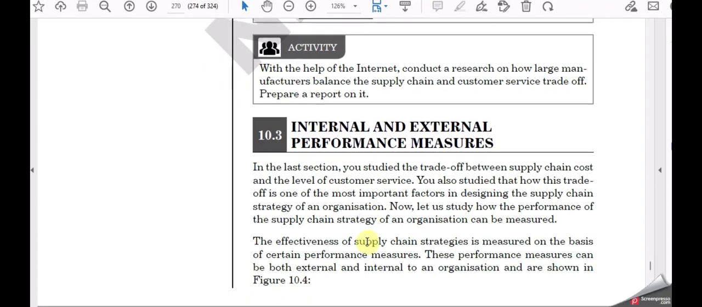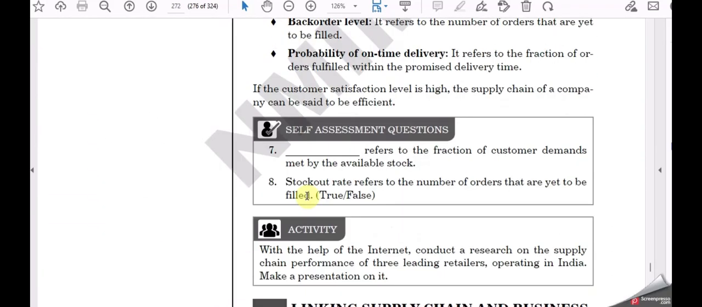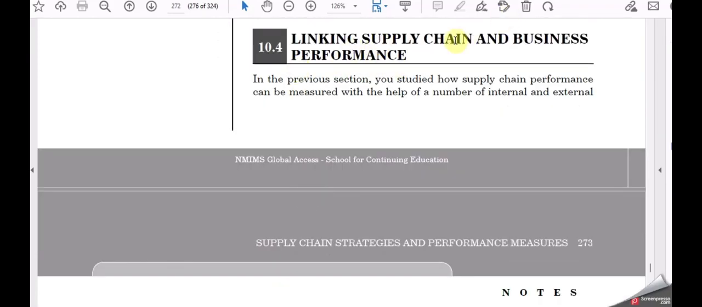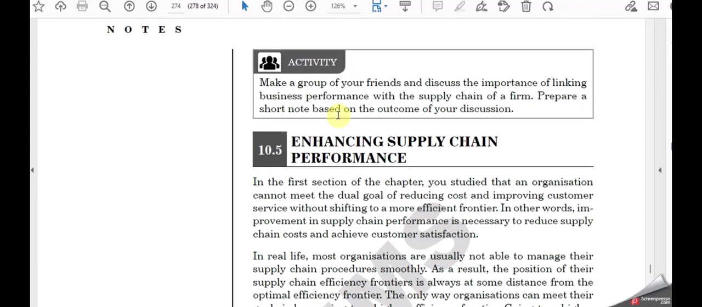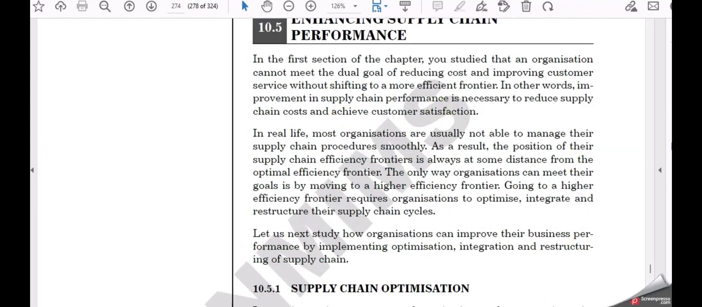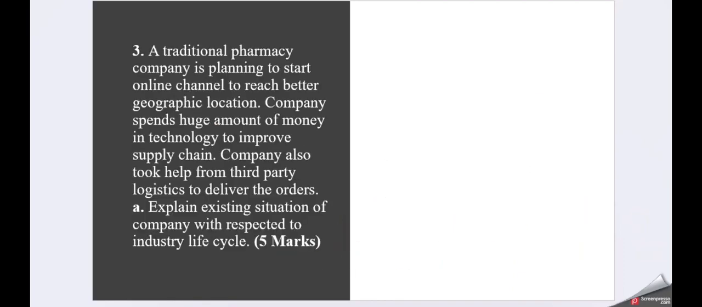Okay, so you have here internal and external performance measures 10.3, 10.4, linkaging supply chain and business performance. So overall, you have a good amount of information here. So try to put up in your own words and get a 1,000-word answer. Let's move on to the question 3.